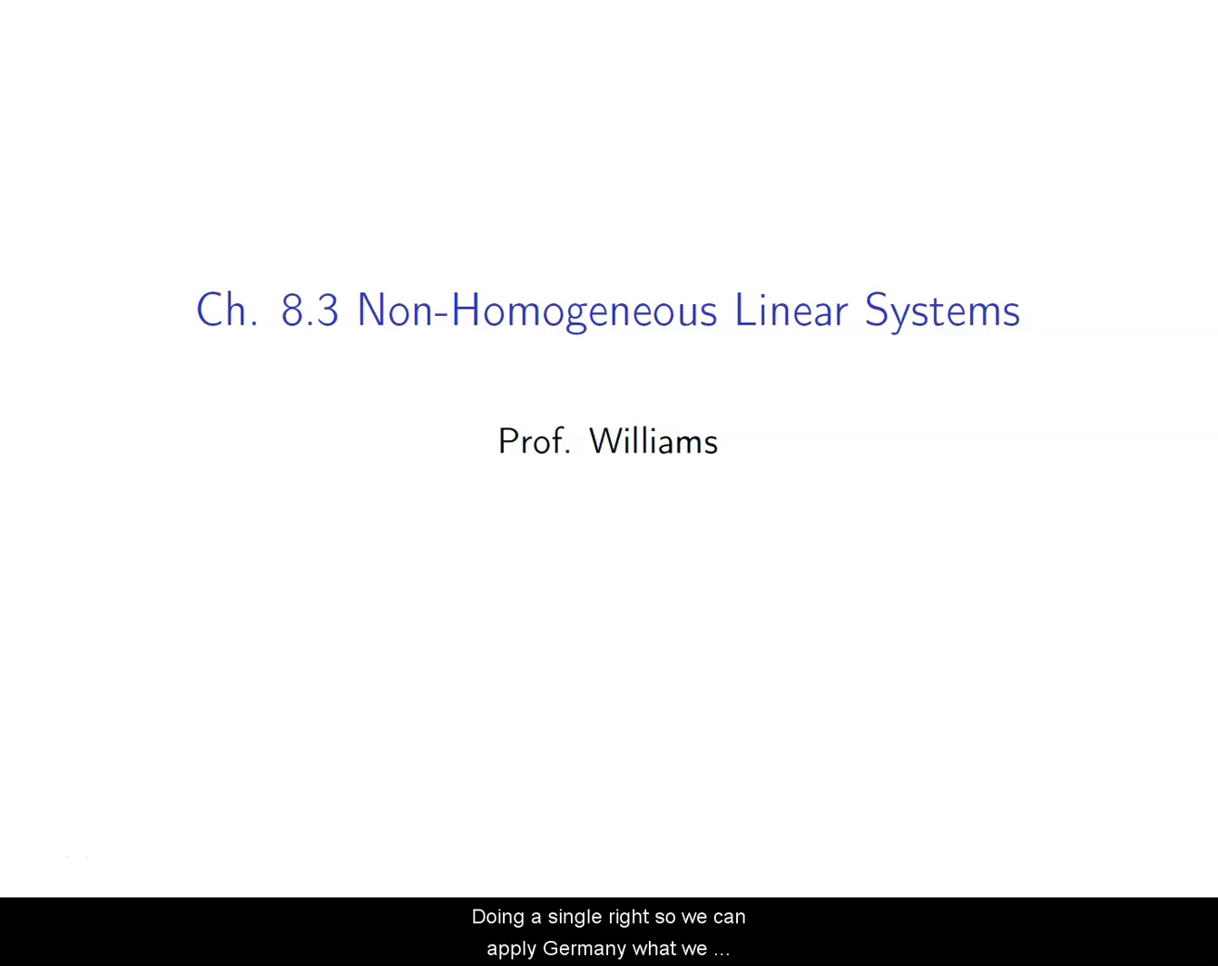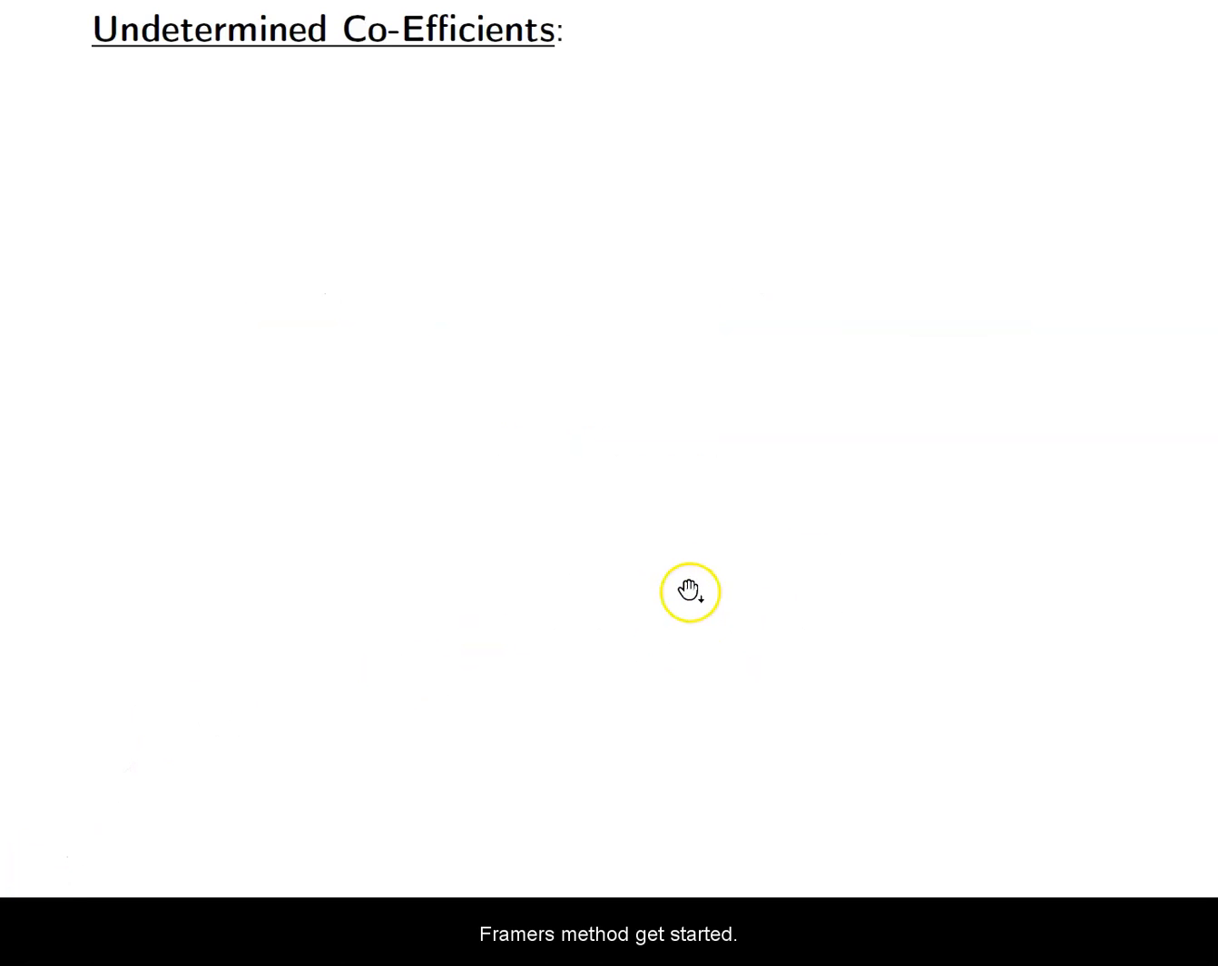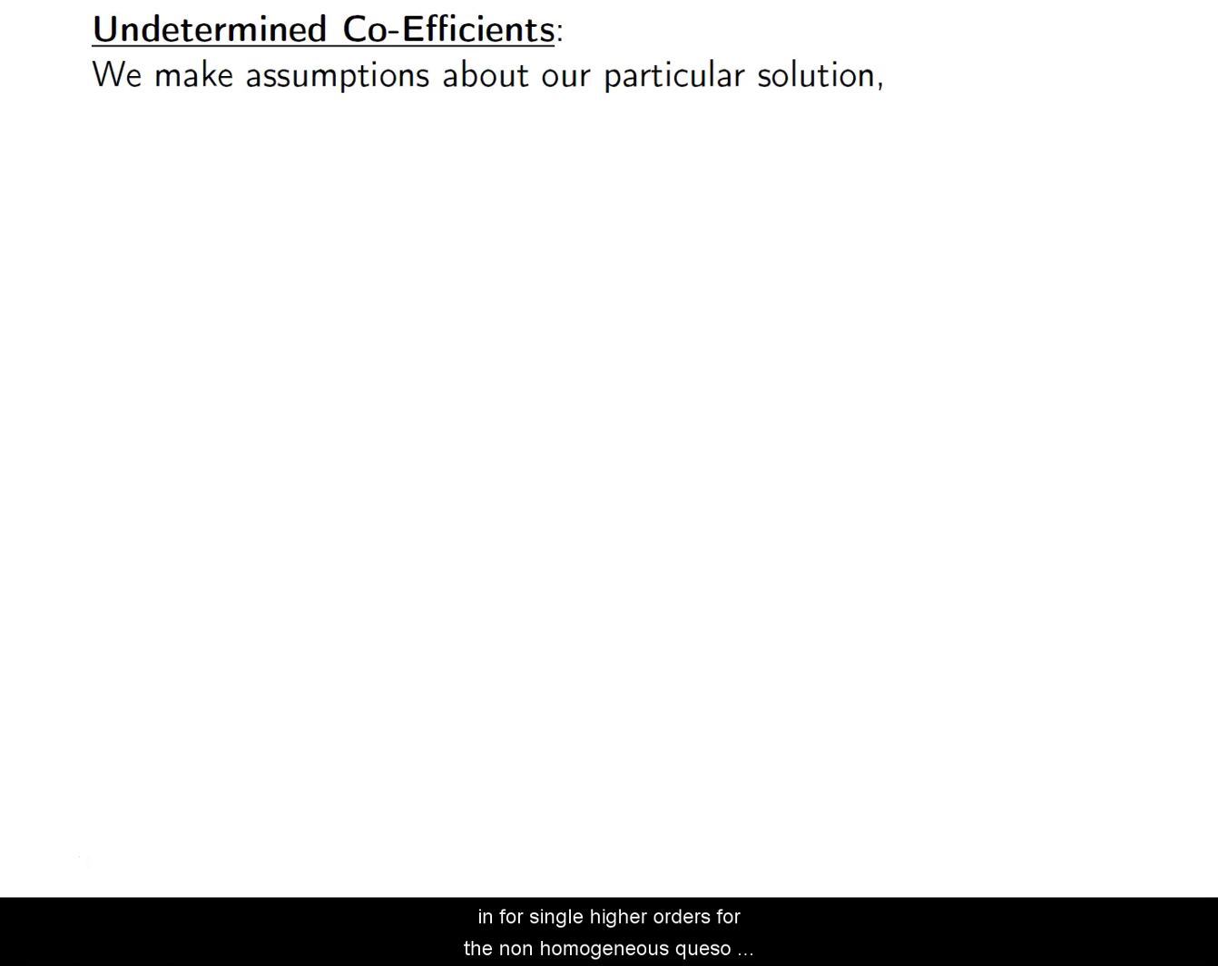Generally, we can apply the variation of parameters method. So let's go ahead and get started. Another method that we use is undetermined coefficients. This is how we started off talking about DEs for single higher orders in the non-homogeneous case. So we'll do the same thing, making assumptions about our particular solution based upon what our forcing functions look like.